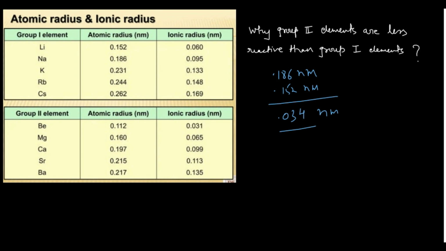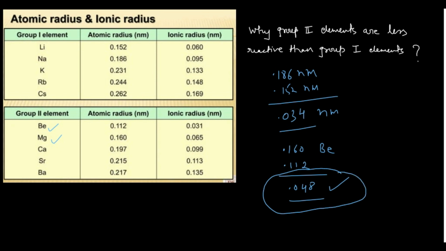Now if you check here the beryllium and magnesium difference: this is 0.160 nanometer for magnesium, and this is 0.112 for beryllium. So the difference is 0.048. This difference between the size of the beryllium and the magnesium gives the distinct behavior of beryllium to magnesium when compared to lithium to sodium. This I have already explained to you.